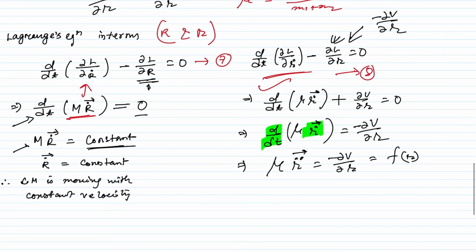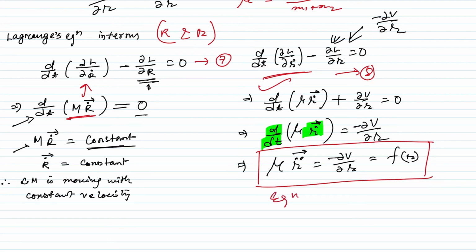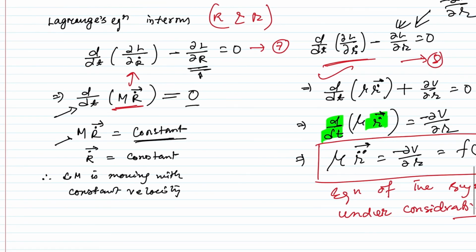So here you can see this is the equation of the system under consideration. And this is our required equation, which is a function of R only. Now again, as we have got that this r dot vector is constant, that means the center of mass is moving with constant velocity.